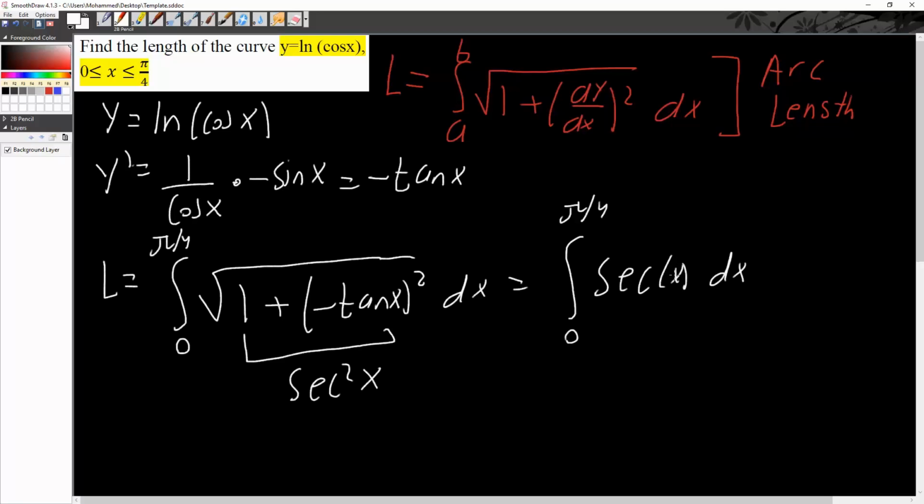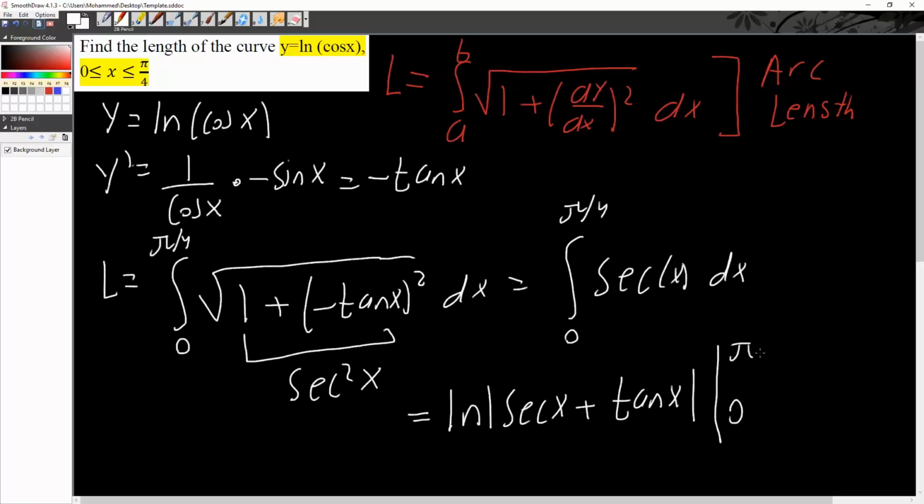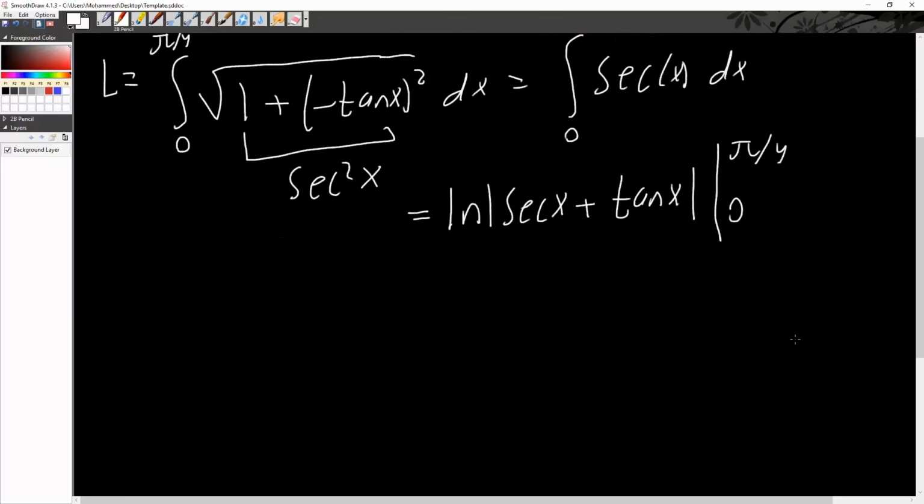The antiderivative of secant x is something we should know, and it is ln of the absolute value of secant x plus tan x. And we have it from 0 to pi/4. Let me scroll down, we're almost there. Now we're plugging in pi/4.